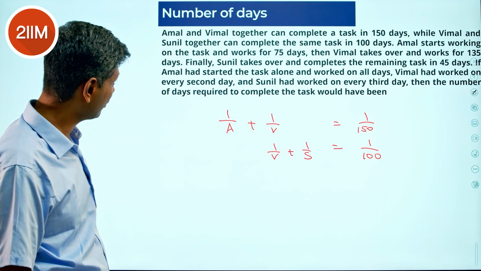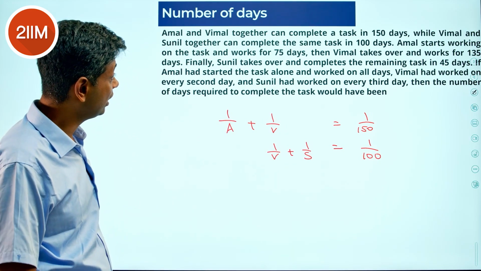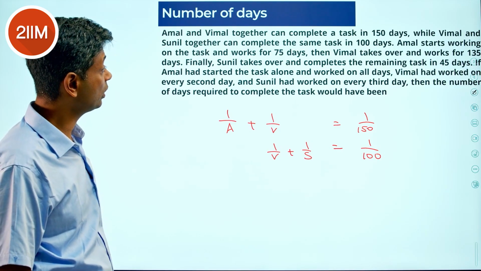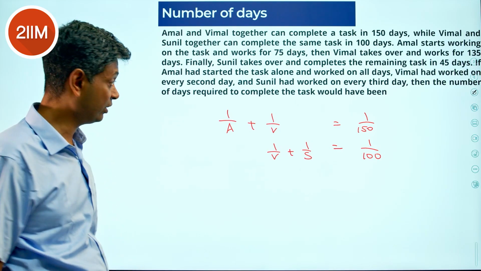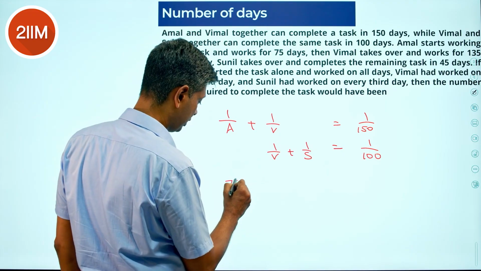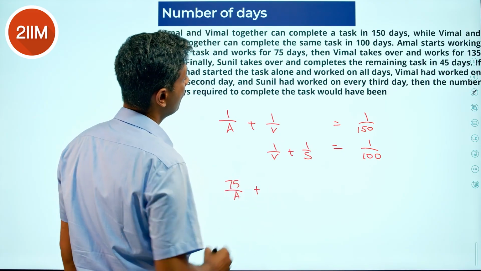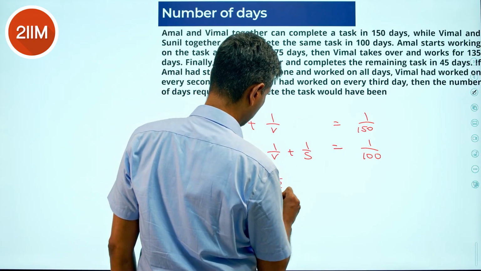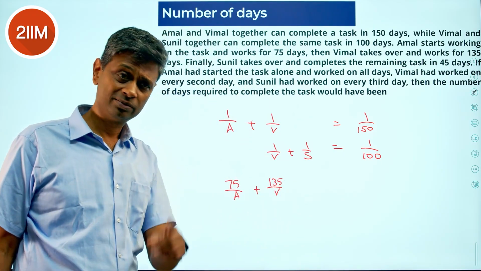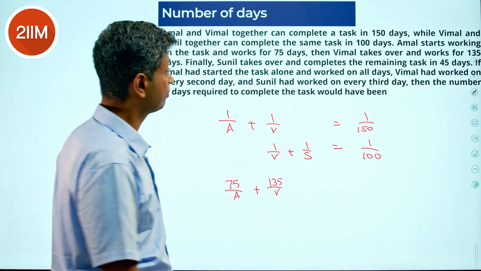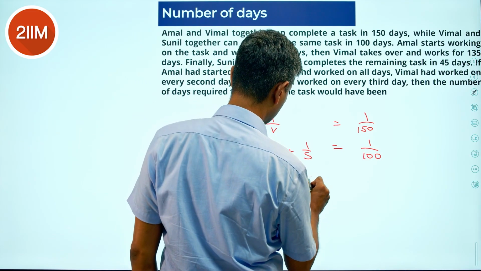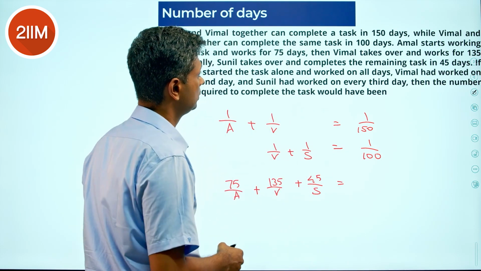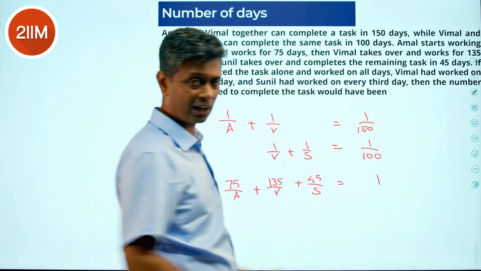Amal starts working on the task and works for 75 days. Then Vimal takes over and works for 135 days. Finally, Sunil takes over and completes the remaining task in 45 days. So 75 by A plus 135 by B. Vimal can do 1 by B of a task in 1 day. 135 days, 135 by B. Plus 45 by S equals 1. They finish the whole task.